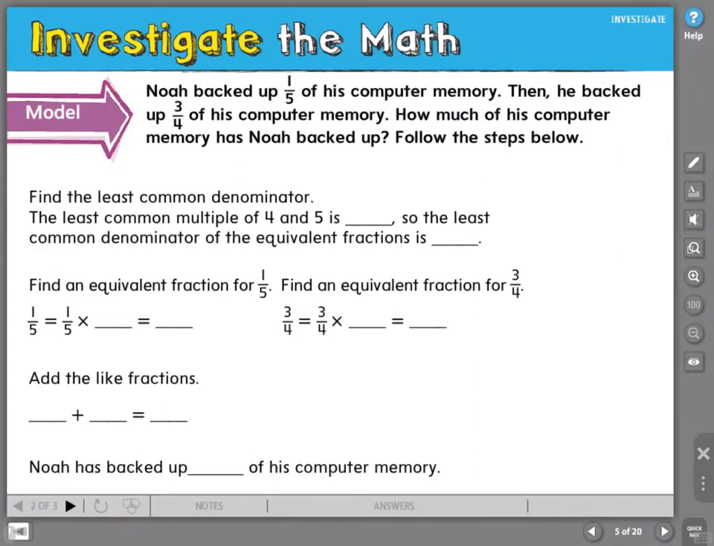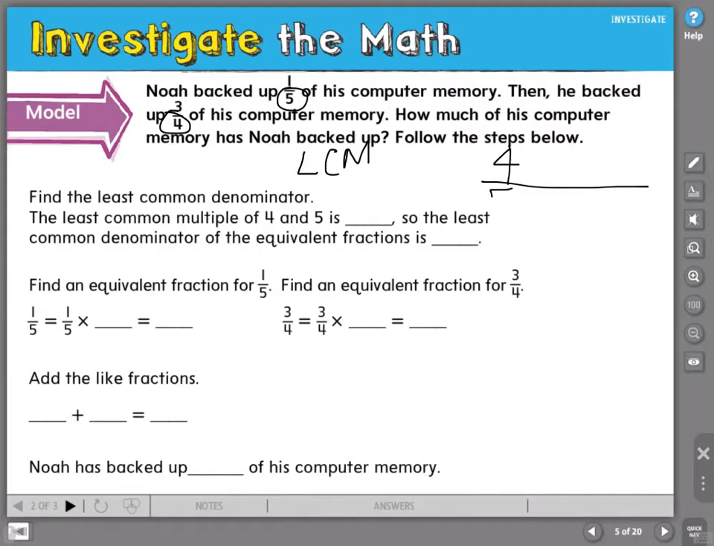Let's try an example. Noah backed up 1/5 of his computer memory. Then he backed up 3/4 of his computer memory. How much of his computer memory has Noah backed up? Let's follow these steps below. First, we need to find the least common denominator. Here's a hint. The least common denominator is the least common multiple. So we're going to find the common multiples of 4 and 5.